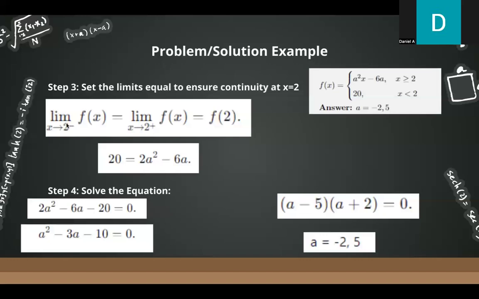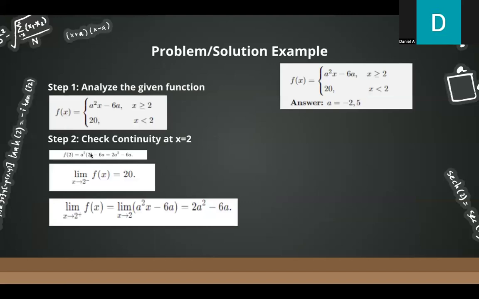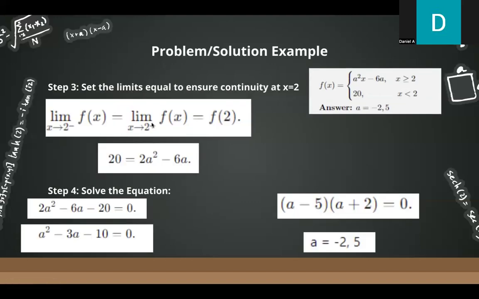So we're going to take the equation we got from before. The limit as x approaches 2 from the left of f(x) equals the limit as x approaches 2 from the right of f(x) equals f(2). And this will give us 20 equals 2a to the power 2 minus 6a. A lot simpler to see.